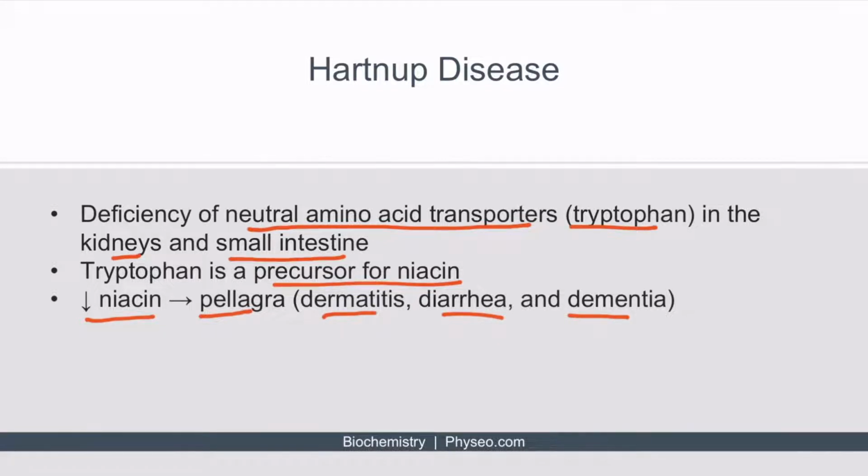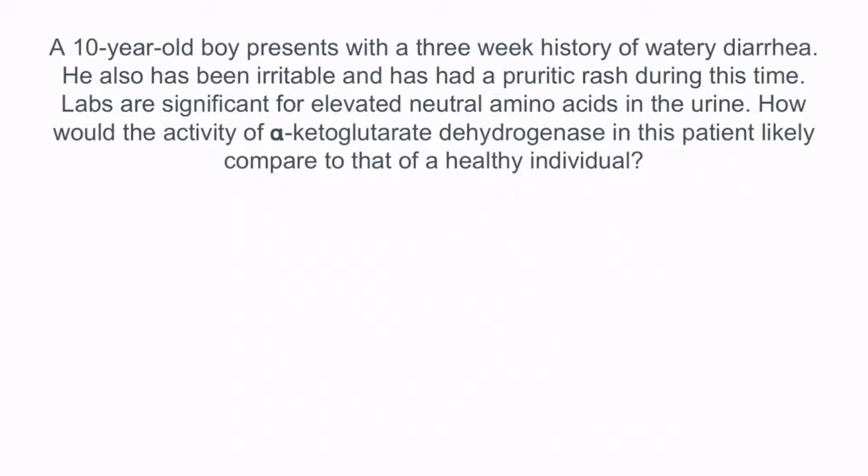Okay, let's do a question. A 10-year-old boy presents with a 3-week history of watery diarrhea. He also has been irritable and has had a pruritic rash during this time. Labs are significant for elevated neutral amino acids in the urine. How would the activity of alpha-ketoglutarate dehydrogenase in this patient likely compare to that of a healthy individual?